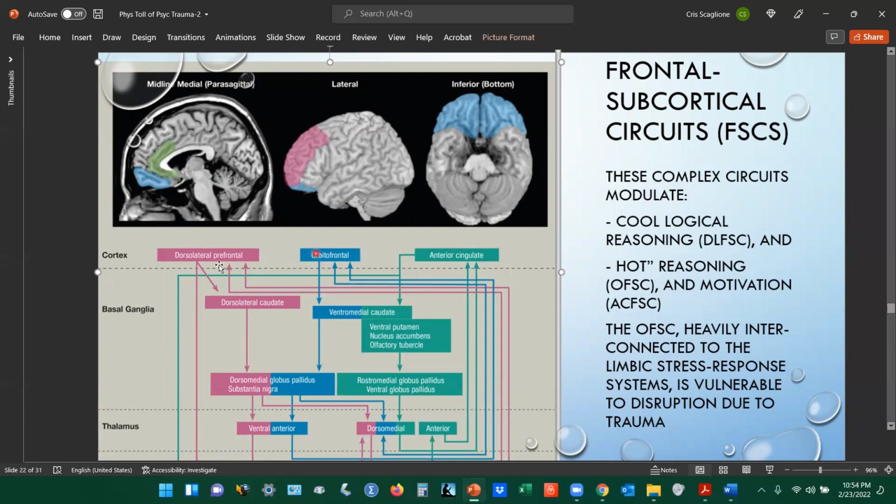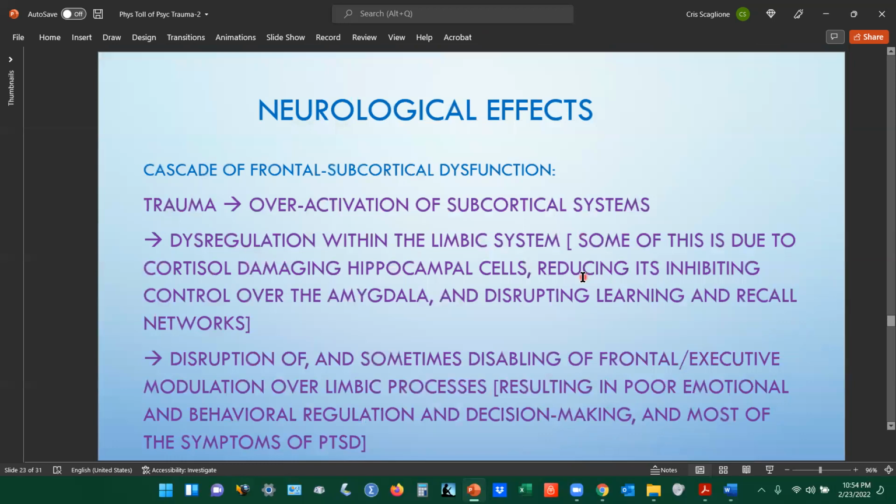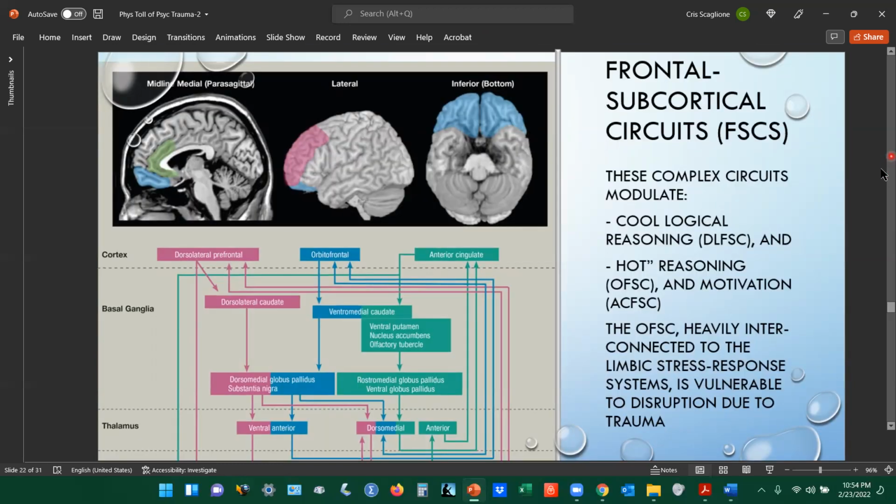And here's some of its circuitry through the basal ganglia. That's not as important as the fact that you simply understand that it's got some complex interactions with the subcortex below. We also have here the anterior cingulate. It happens to be in green, a cool color, but it is in fact part of what we call our hot reasoning system that is really about motivation and giving a great deal of motivation to certain priorities.